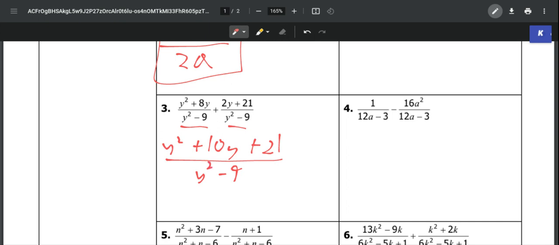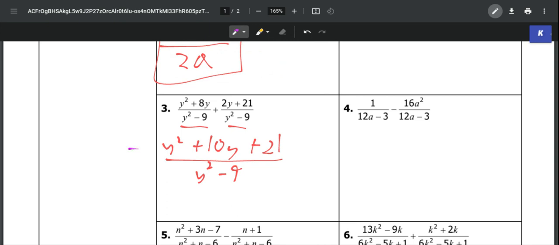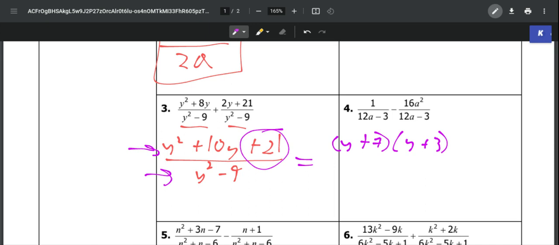Now this is where you just have to get really good at factoring. And so to simplify this, we're going to have to factor the top, factor the bottom, and then we'll cross everything out that we have to cross out. So if we factor the top, we'll get y plus 7 times y plus 3, because 7 times 3 will give us 21. 7 plus 3 will give us 10.